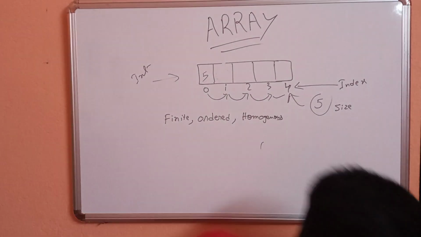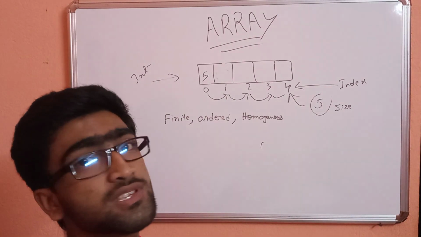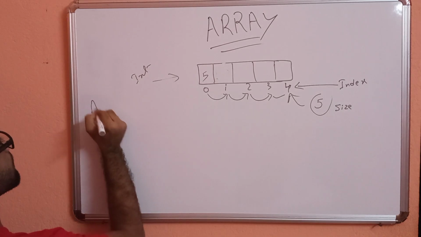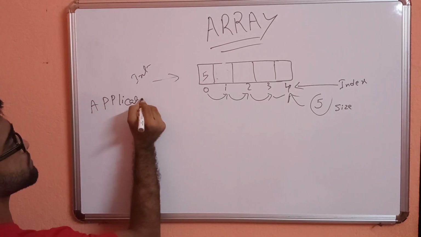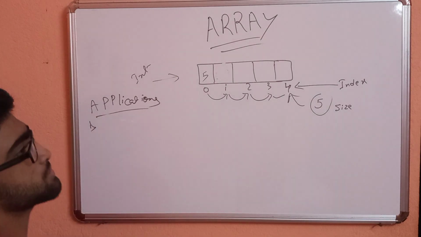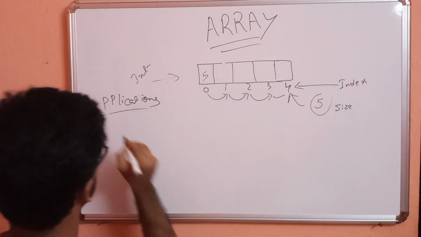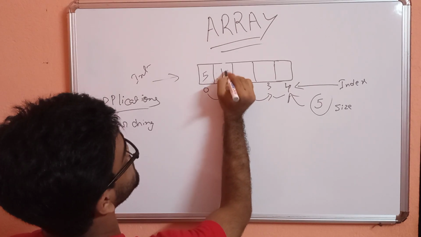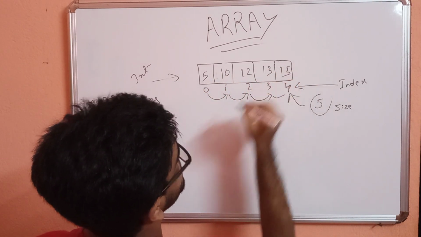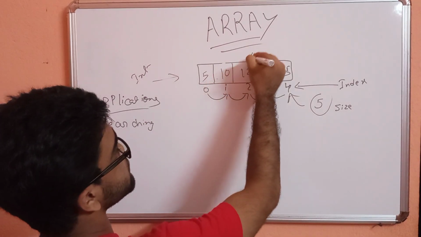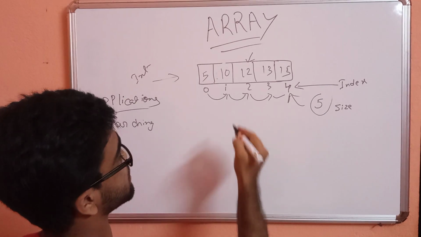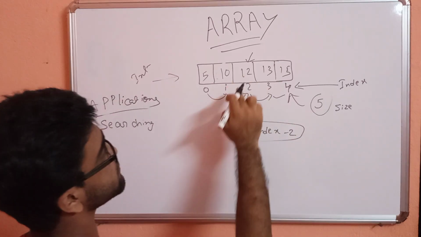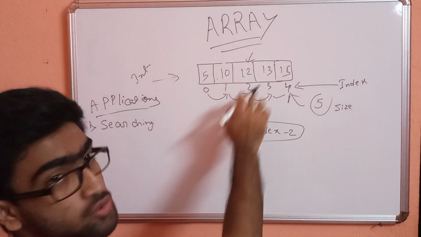Now what are the applications of an array? Why do we use an array? Number one, we can use an array for searching an element. Suppose we want to search 12, then the output will be index 2. Index 2 will be the output if we want to search 12.